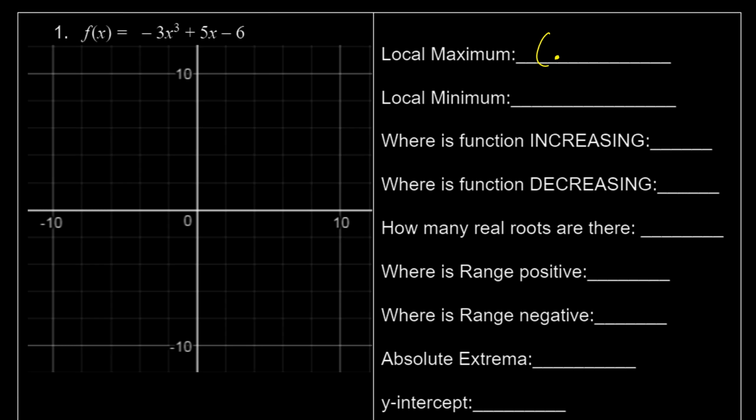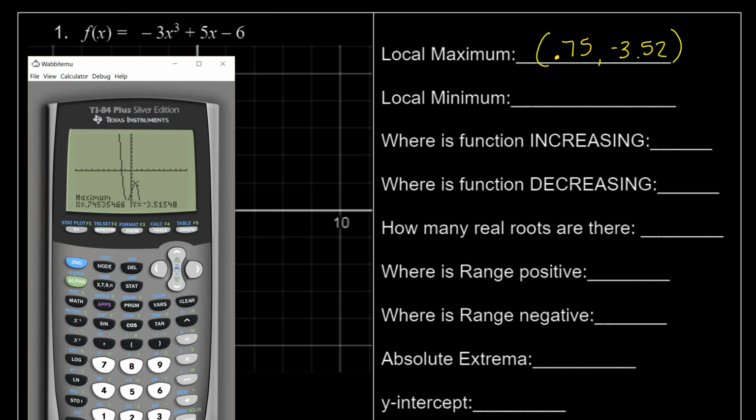So it's at 0.75, negative 3.52. Good. So that's our local maximum. Now I'm going to do the exact same thing, but with the minimum. So you go to your graph, and you press second, trace, and then you go to minimum. So number 3, and press enter.